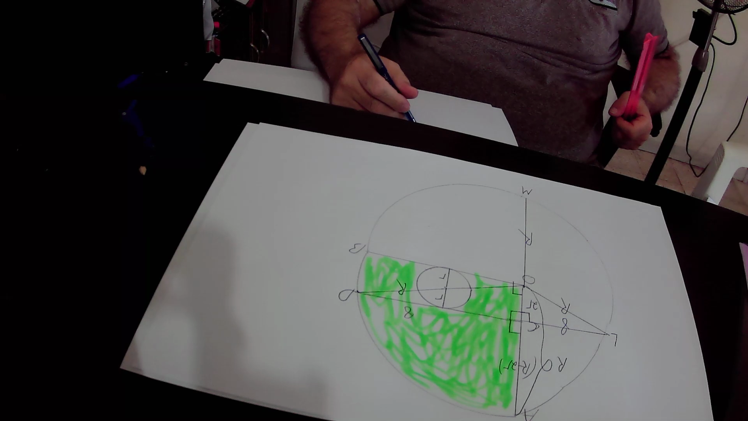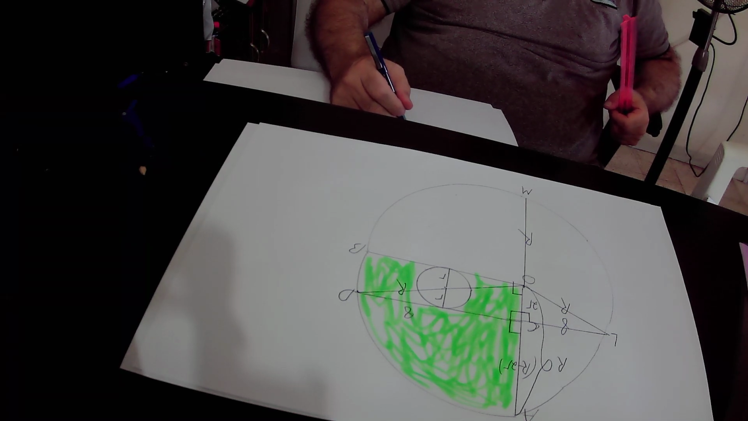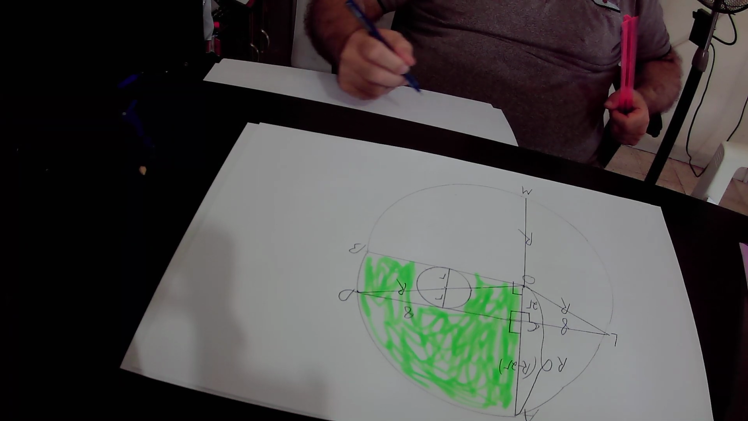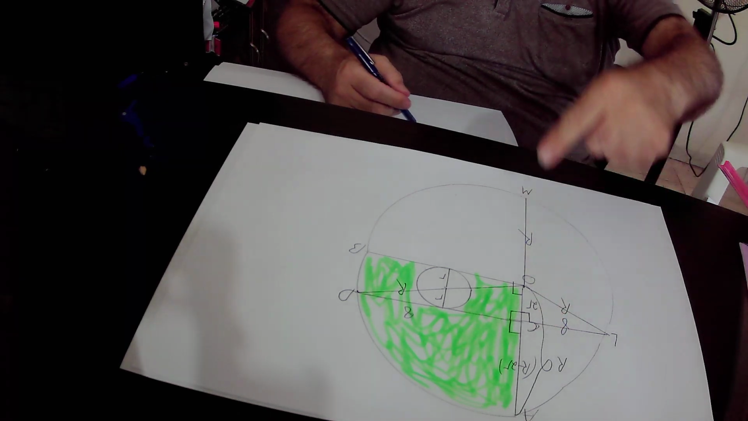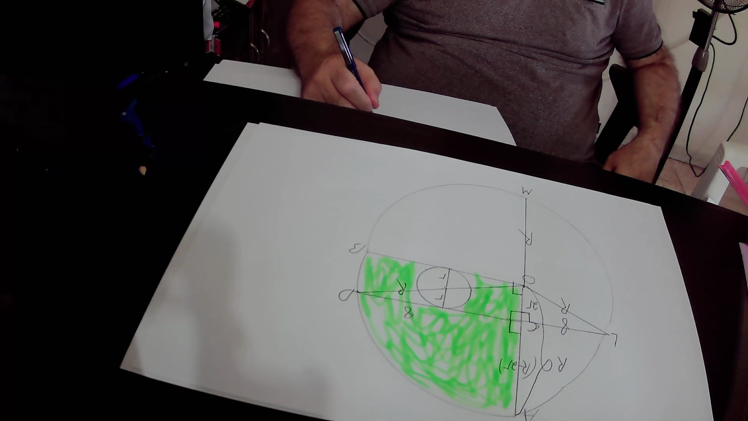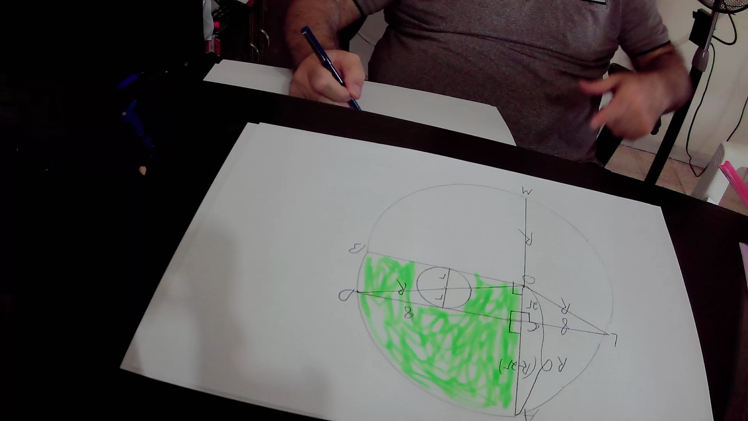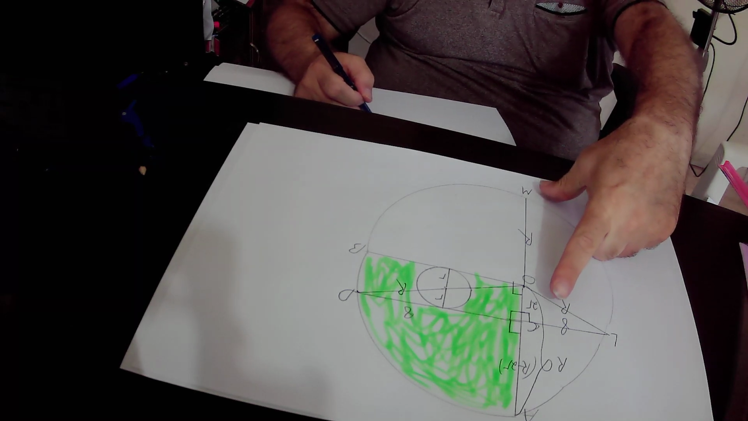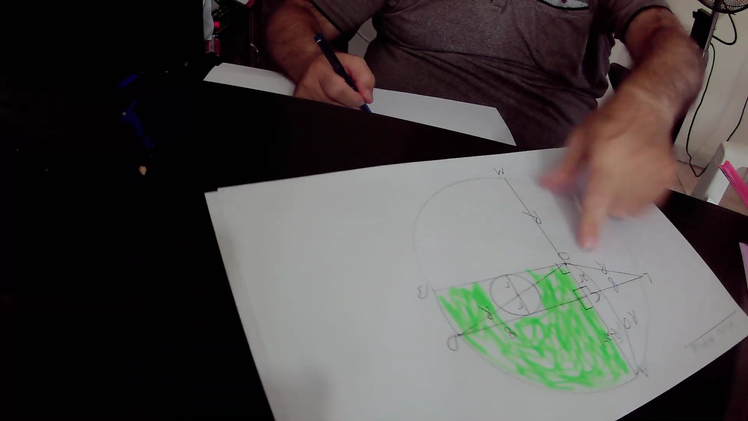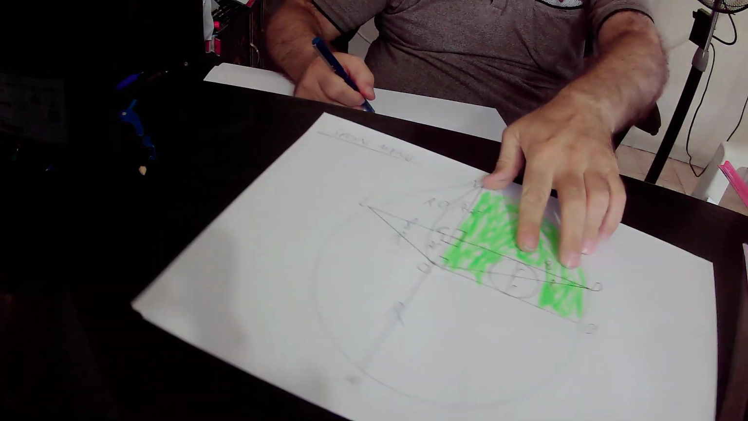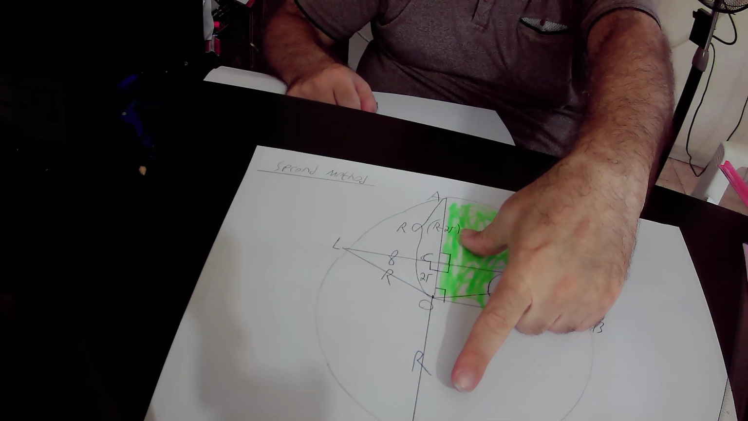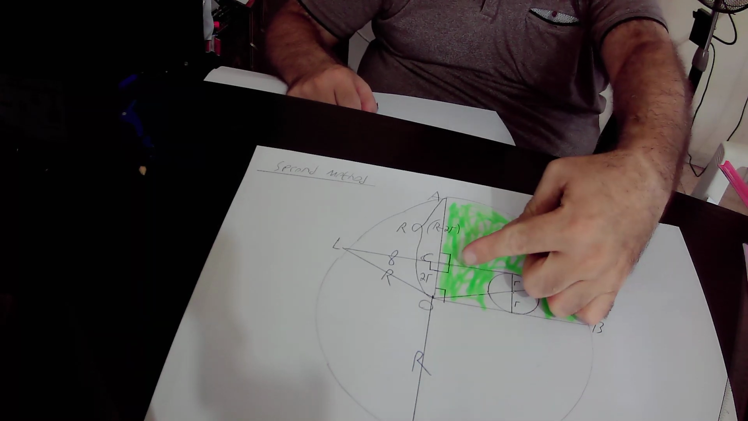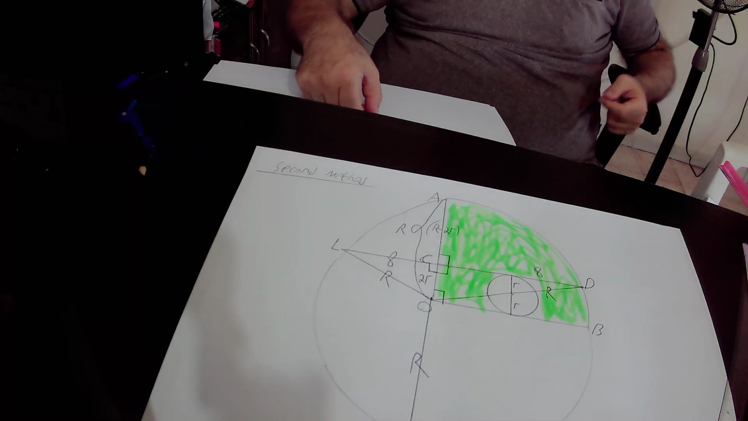So DC times CL is 8 times 8, it is 64. That is equal to AC times CM. What is the value of AC? AC equals capital R minus 2R. What is the value of CM? It's very easy to see from the drawing that CM equals 2R plus capital R.